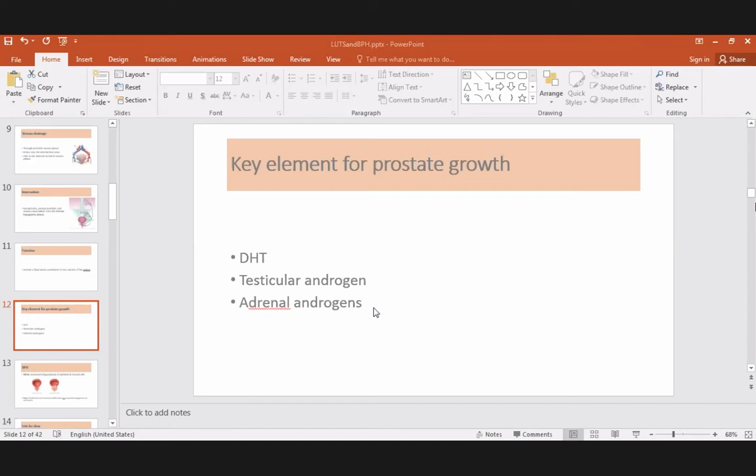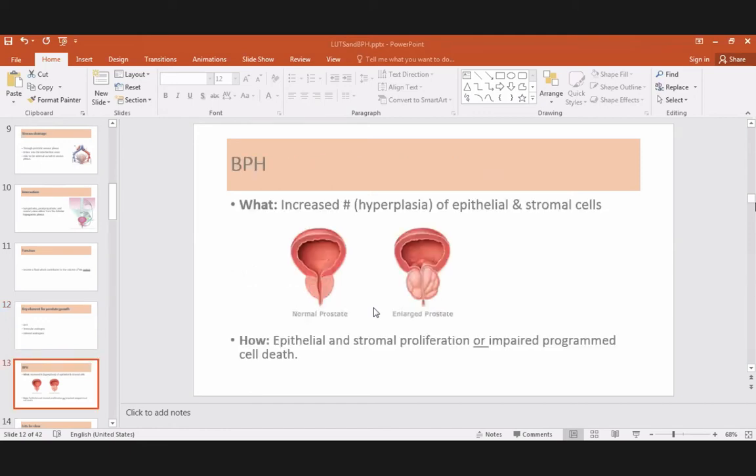Hyperplasia is an increase in the number of the cells. So not only does the gland increase in size by hypertrophy, but it also increases in number. So both number and size are increased here. BPH is actually hypertrophy and hyperplasia of the epithelial and the stromal cells.